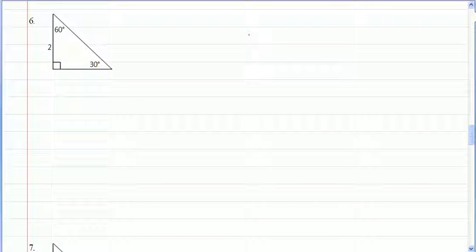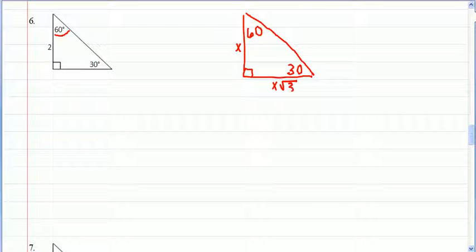For number 6, now we'll move on to the 30, 60, 90 triangle. And what's really important with the 30, 60, 90 triangle is that you have your 30 and 60 in the proper place. So in the given triangle, we have the 60 on top. So you want the 60 to be on top in your reference triangle and the 30 to be on the bottom. Always across from the 30 is your x. Always across from the 60 is x root 3. Always across from the 90 is your 2x.